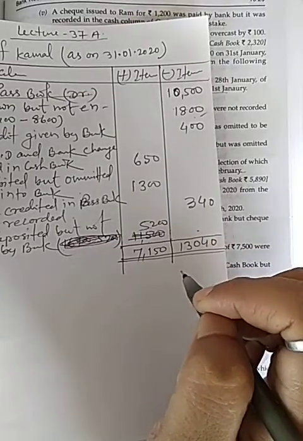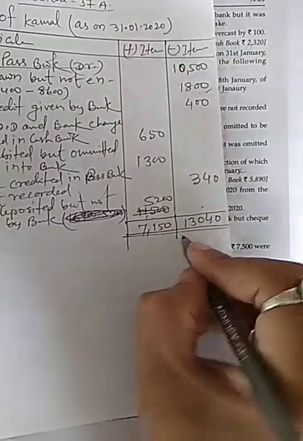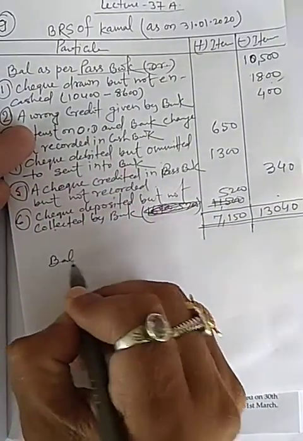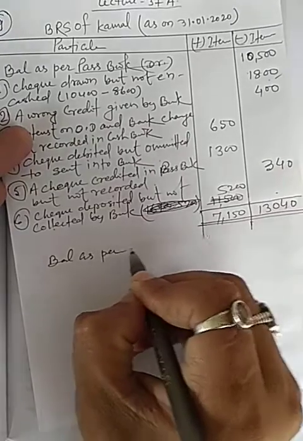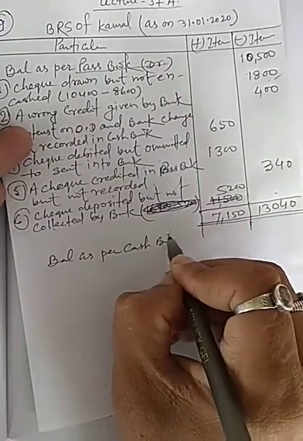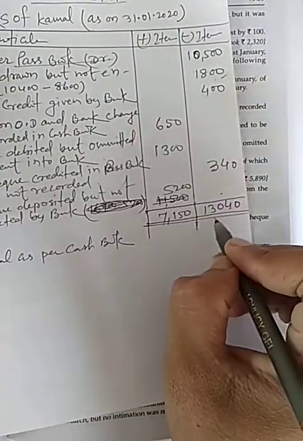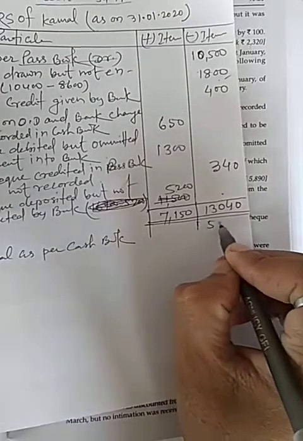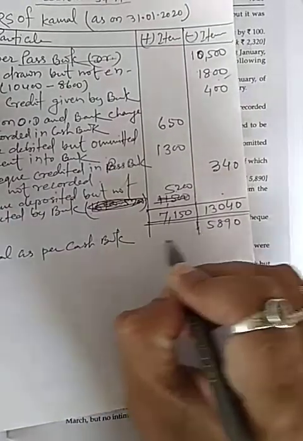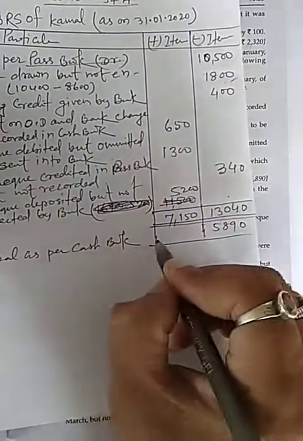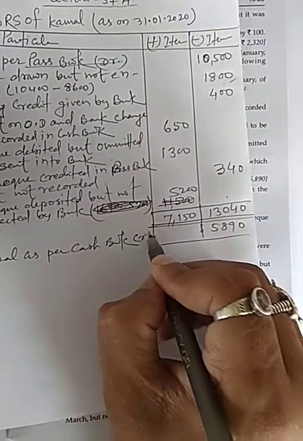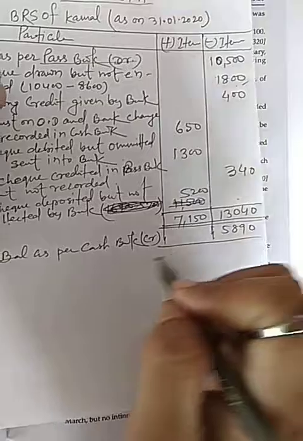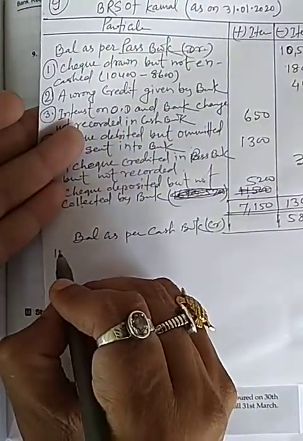And now I will deduct, then it will be balance as per cash book, and it will be in minus side, 5890. It means credit balance of cash book. Now next question, question number 10.